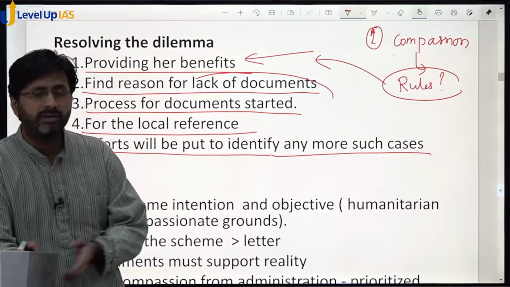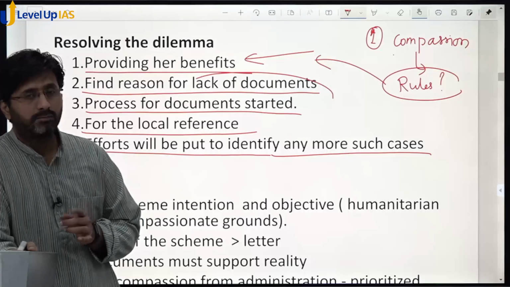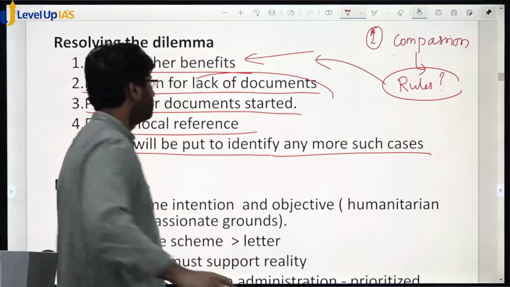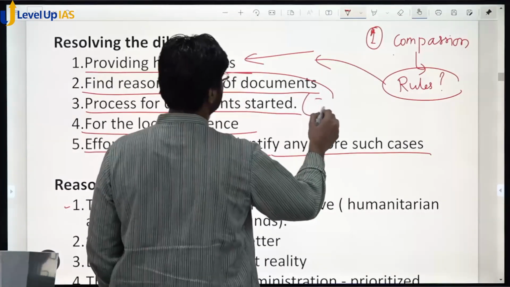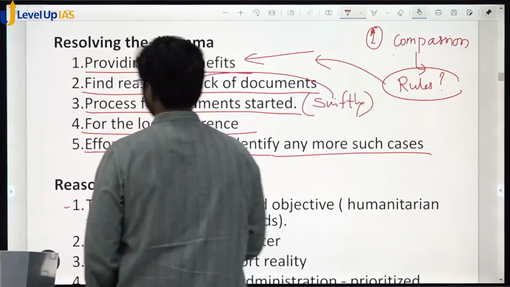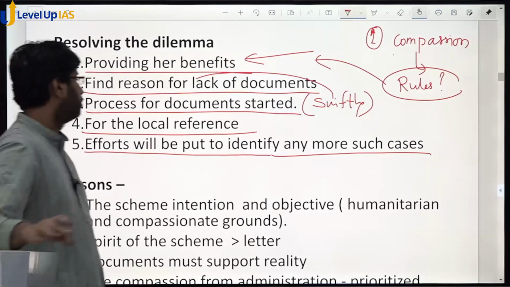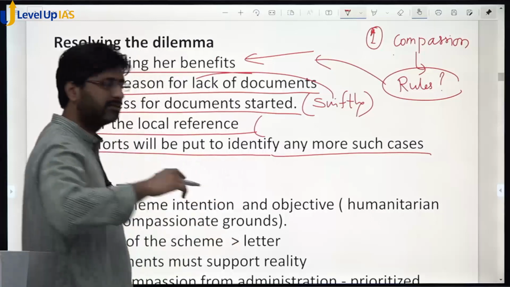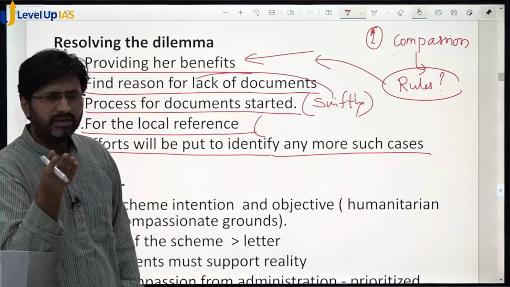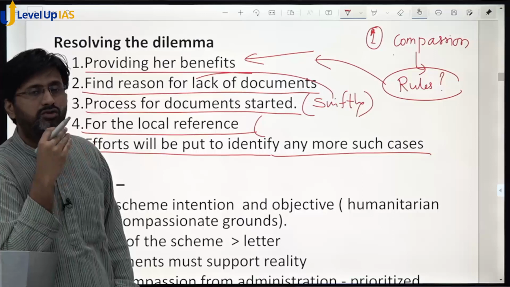So the process of making documents for her must be initiated and done on a swift basis, with no delay. For local references, ask people around what they know, and you can create a paper out of it because you have that authority. You are the person implementing the scheme, and it is your responsibility that no eligible person is left out.